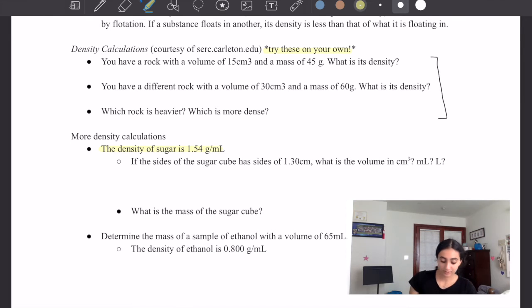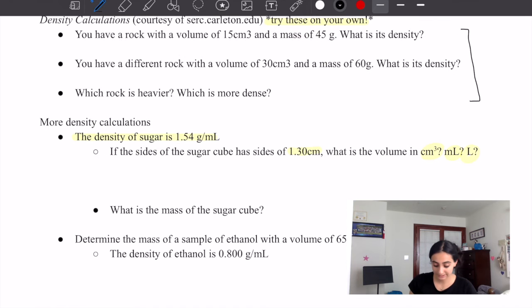Okay, so we are going to keep going with our density calculations. We have here the density of sugar is 1.54 grams per milliliter, and the sides of the sugar cube are 1.30 centimeters. So we want the volume in centimeters cubed, milliliters, and liters. There are multiple steps to doing this problem. For the first part, we don't need the density. We are just going to find the volume by doing 1.30 centimeters times 1.30 centimeters times 1.30 centimeters, because volume is length times width times height.